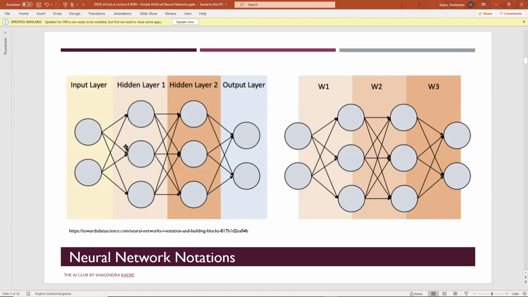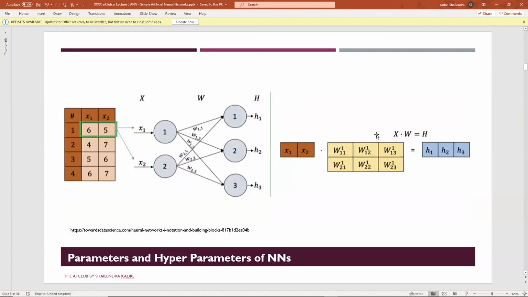Every forward pass is nothing but a calculation. What calculation? Output H is equal to X into W. You see the equation here: capital X dot capital W is equal to H. So this is the forward pass. In the forward pass, weights are not getting updated.